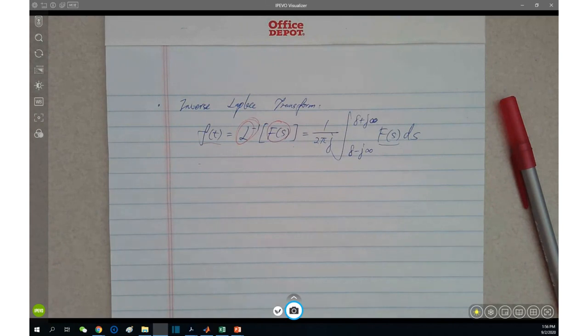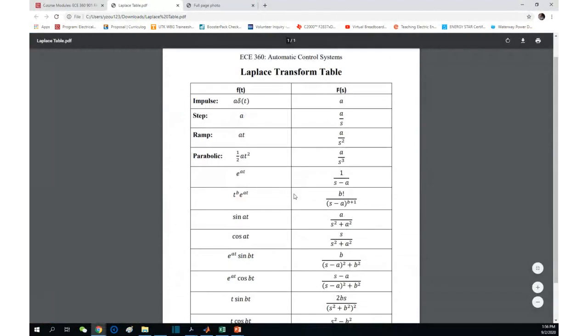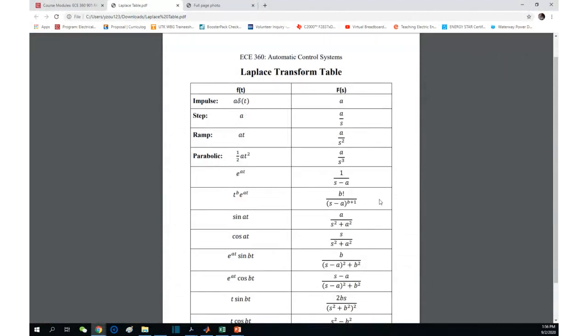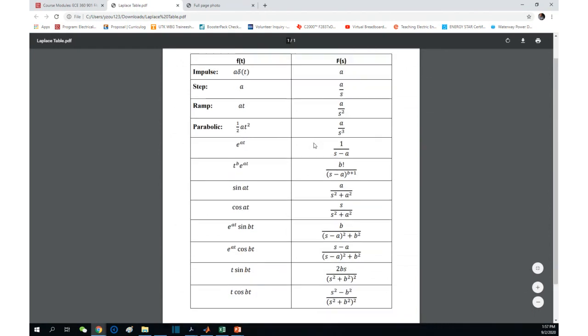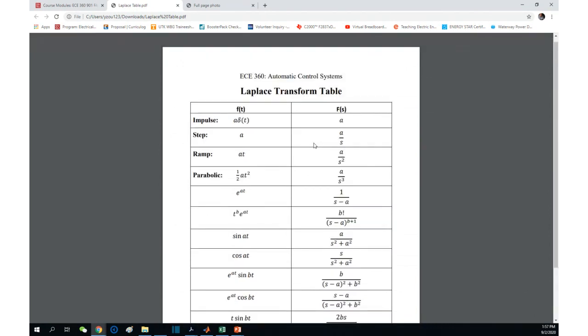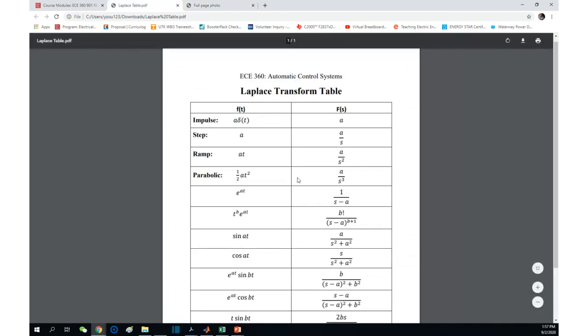And now let's show some of the handouts. This is one of the handouts. Actually, we have two for this lecture. One is the Laplace transform table, helping you to conduct both the Laplace and the inverse Laplace transform. Another one is a theorem sheet. We're going to use it later. So first one, let's take a look.